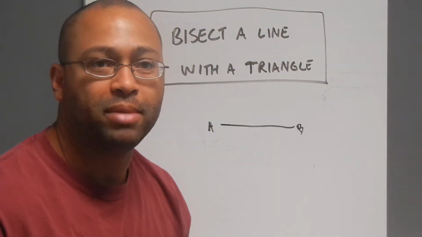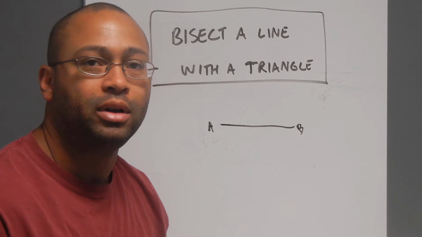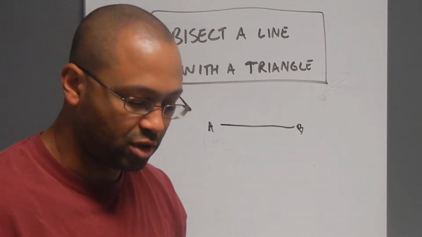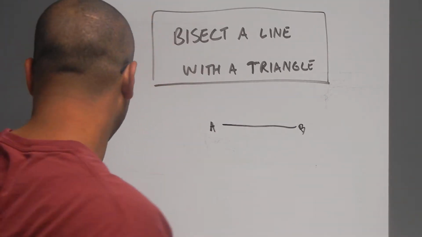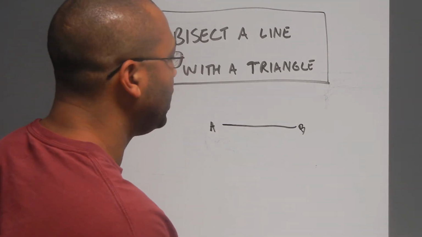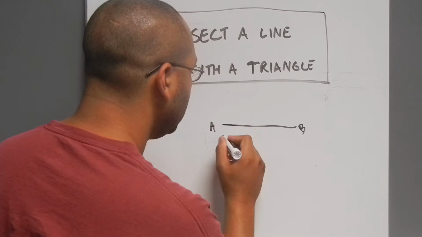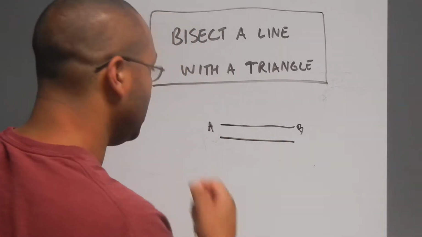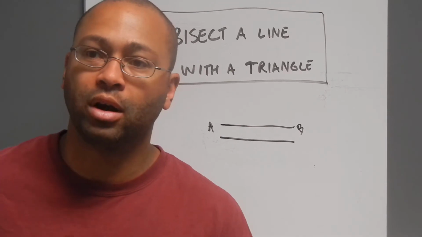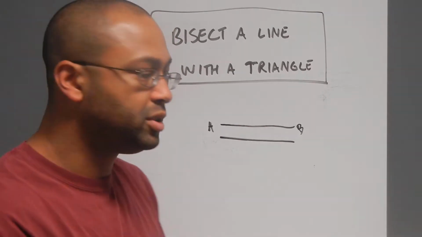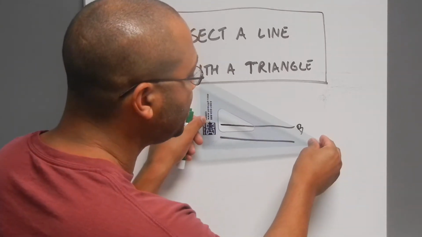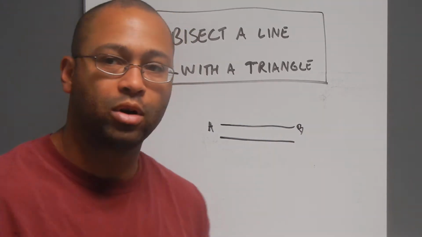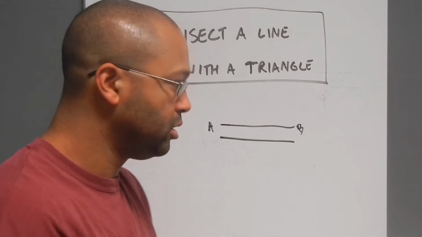Another way that we can bisect the line is with a triangle. Now we'll take that same line, AB. First off, before we do anything else, we're going to create a line that's perpendicular to it. So we can take our triangle and run it across that. Take that 30-degree angle side and draw two lines going from endpoint to endpoint.